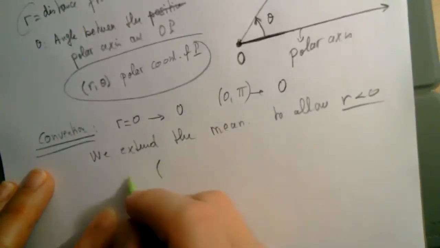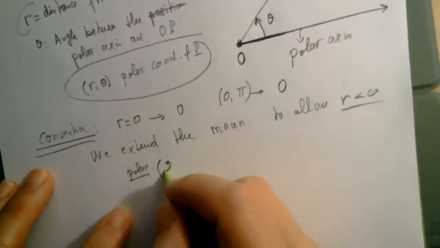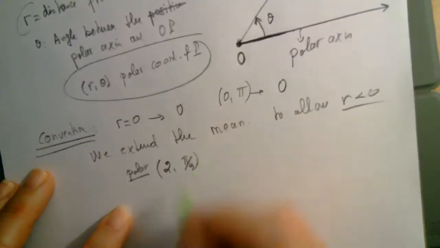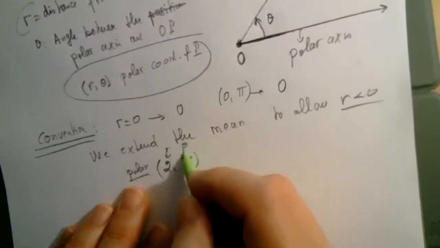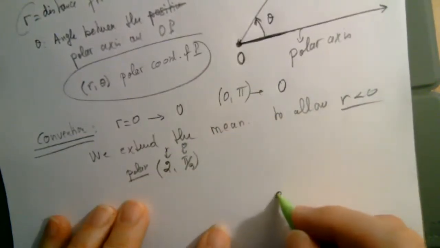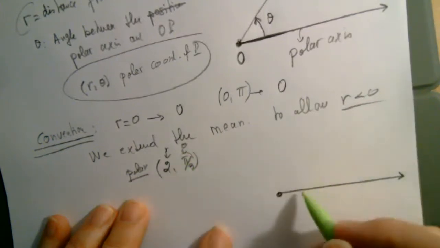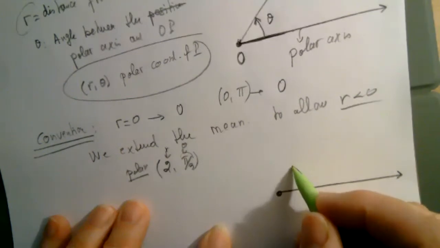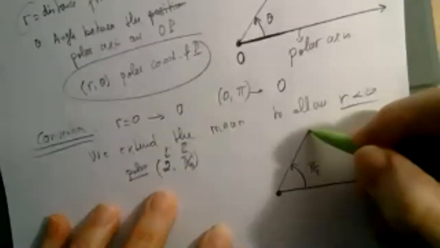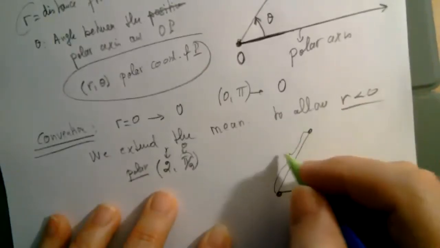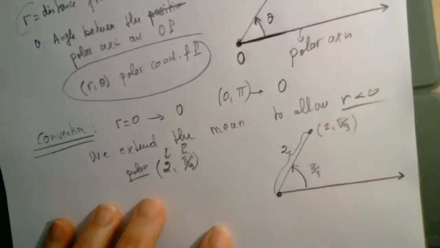So first, let me sketch the following point. Suppose I have the point in polar coordinates (2, pi over 3). I will sketch this point. That's the r for me, and that's the theta. So I'm going to start from here. Theta is pi over 3, which means I start from the positive axis up to here, pi over 3. That's my angle. And my point is 2 units away from O. So that's my 2, and that's the point with polar coordinates (2, pi over 3).